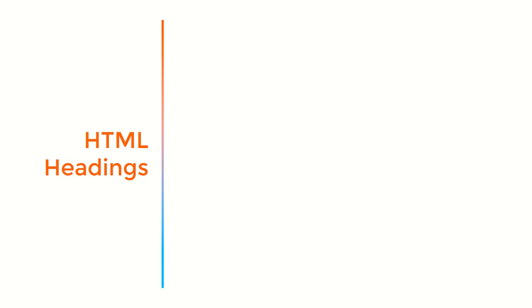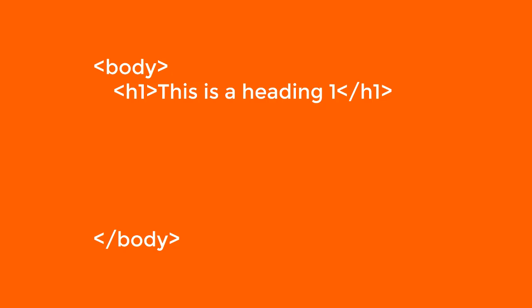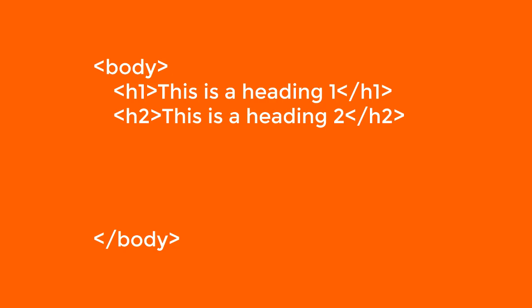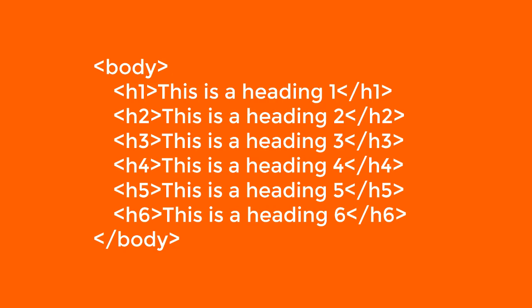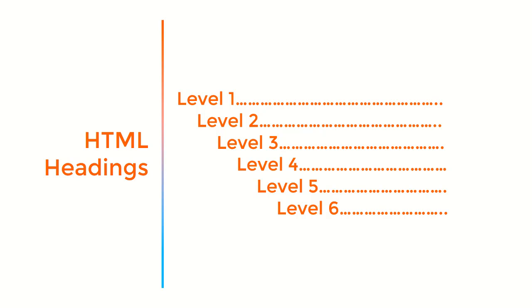In HTML, headings are defined using the H1 to H6 elements. For example, to define a heading of level 1, we use the H1 element like this. To define a heading of level 2, we use the H2 element like this, and so forth. Headings help in defining the hierarchy and the structure of the web page content.